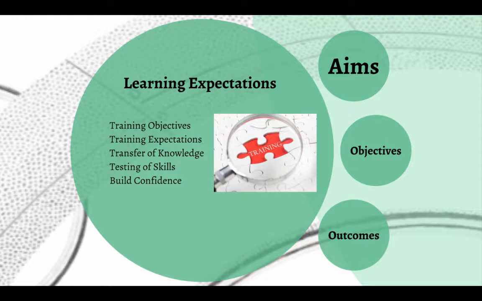Aims, objectives, and learning outcomes provide a clear indication of the goals and purpose of the training. Trainers use them to focus the training and to assess performance and success of participants. Participants can use them to evaluate the training from their own perspective.